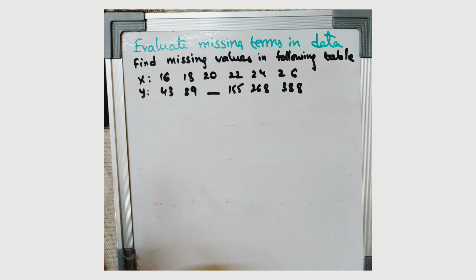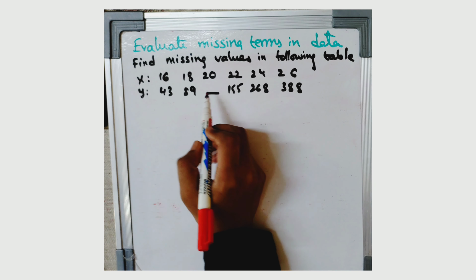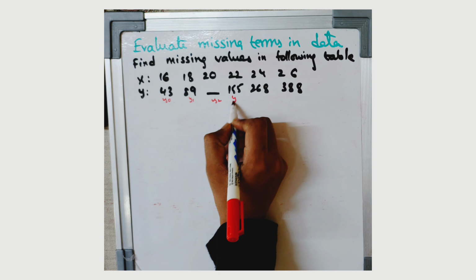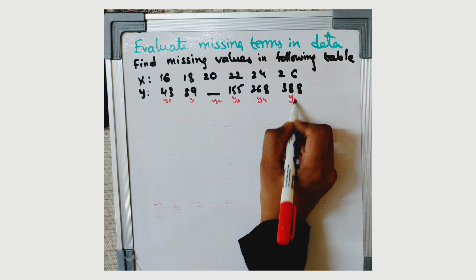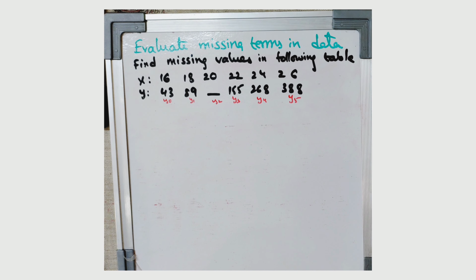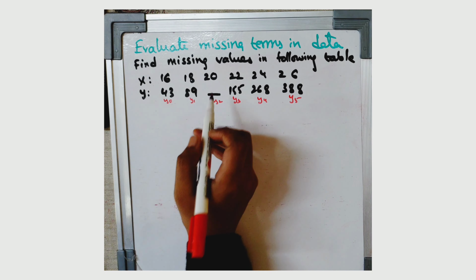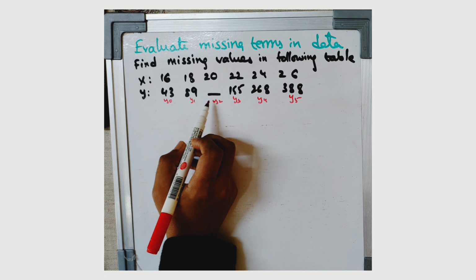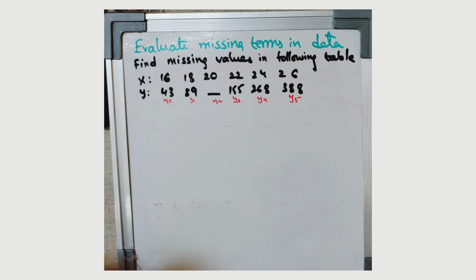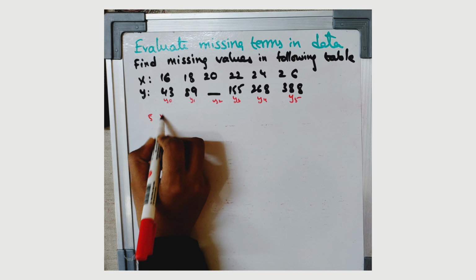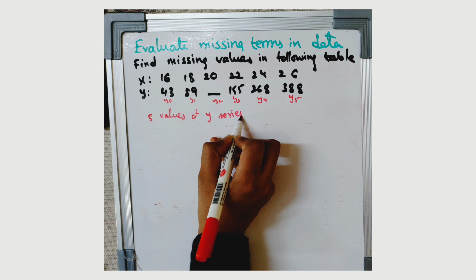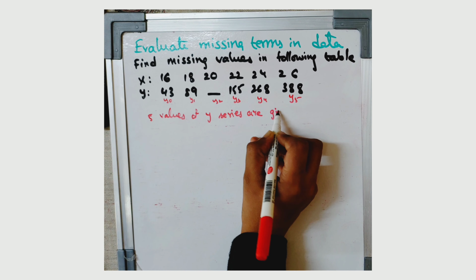Okay, now we have to find the missing values in the given table. Suppose y0, y1, y2, y3, y4 and y5. The missing value is y2. You have to find y2, right? Here how many values are given, removing this missing value? 1, 2, 3, 4, 5. That is 5 values of the y series are given, right?